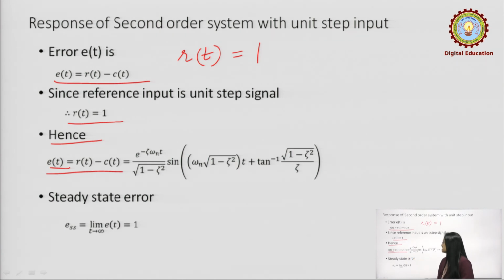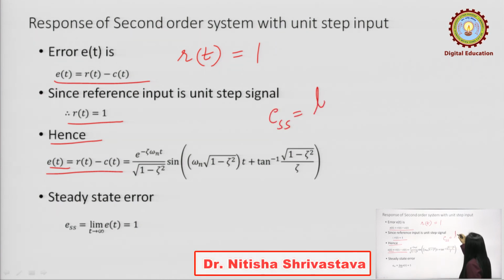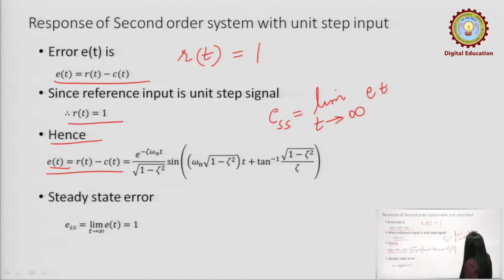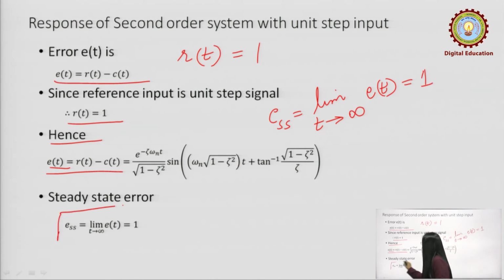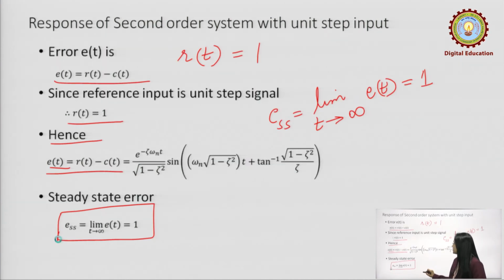And how do we obtain the steady state error? Steady state error is obtained by the relation: what is the response of the system when t tends to infinity. What is the error of the system? So, here we can see, applying t tends to infinity, we get the steady state error as 0. So, this is the time domain response of a second order system subjected to unit step input, and this is the value of steady state error.